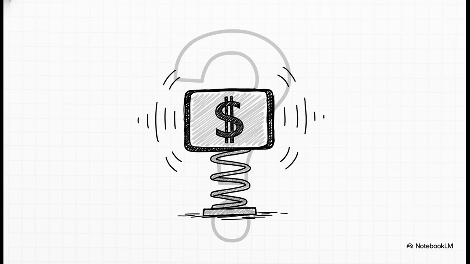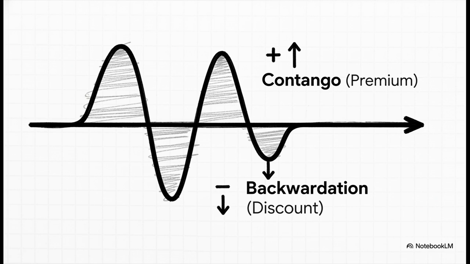It's behaving exactly like a mass on a spring. Just look at this. The market's inversion is just a sine wave. The peaks, where the price overshoots into a premium, that's contango. The troughs, where it swings down into a discount, that's backwardation. It's this elegant, predictable cycle that's been hiding in plain sight the whole time.